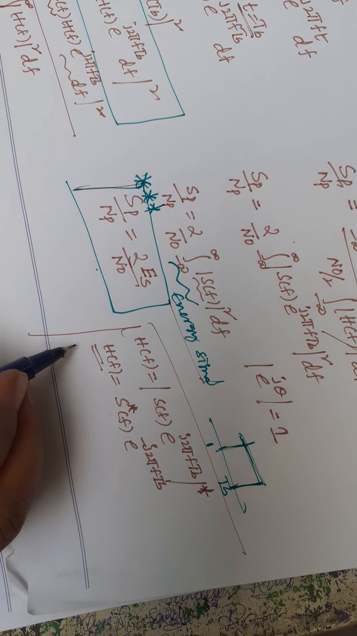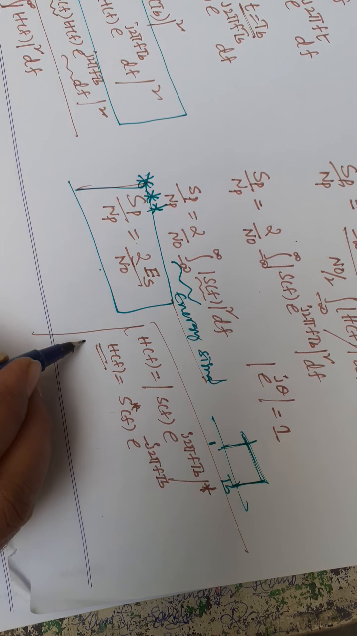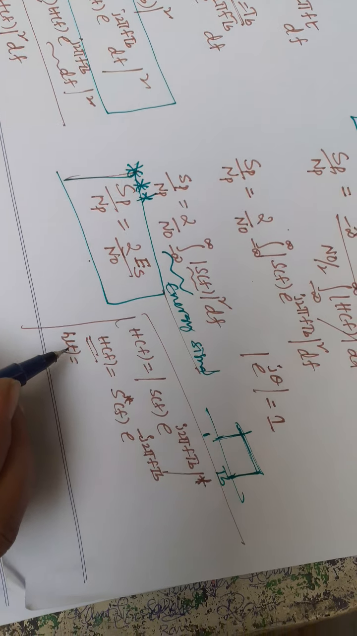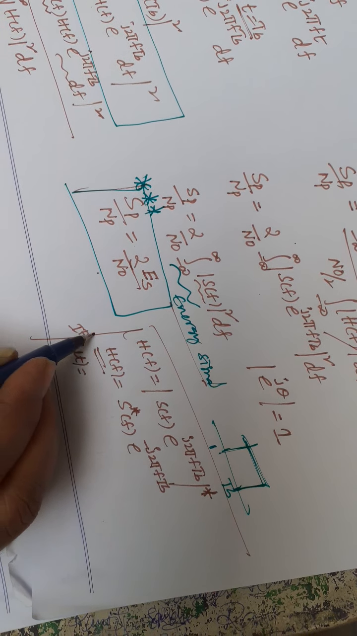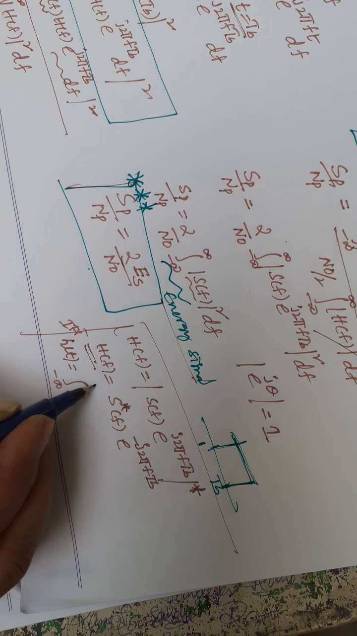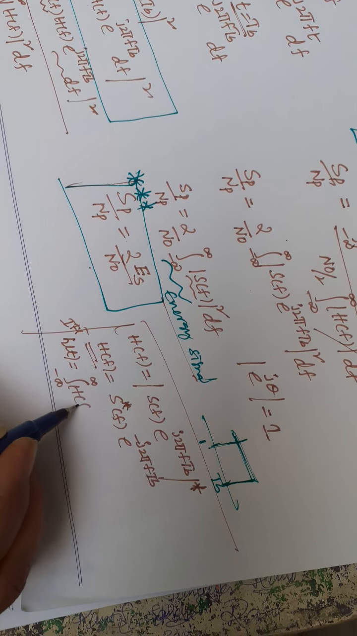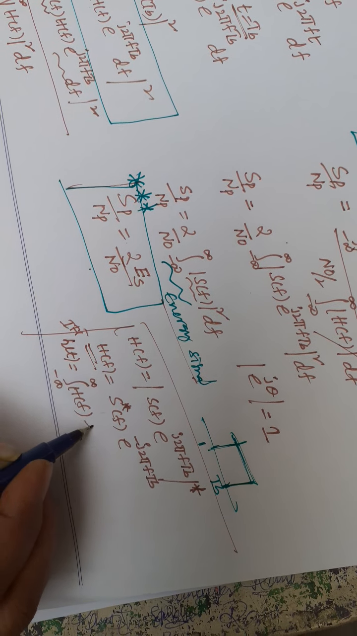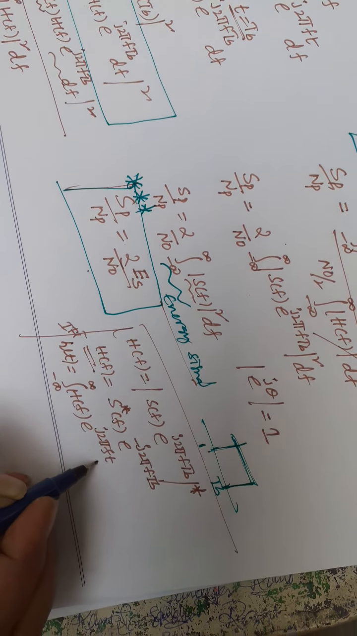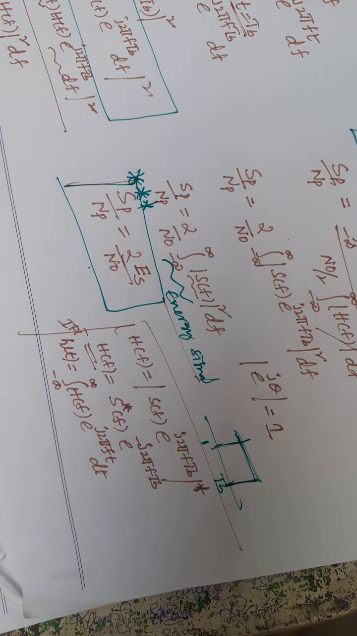So by using the inverse Fourier transform, h(t) is equal to the integral from minus infinity to infinity of H(f) e^(j2πft) df, right?